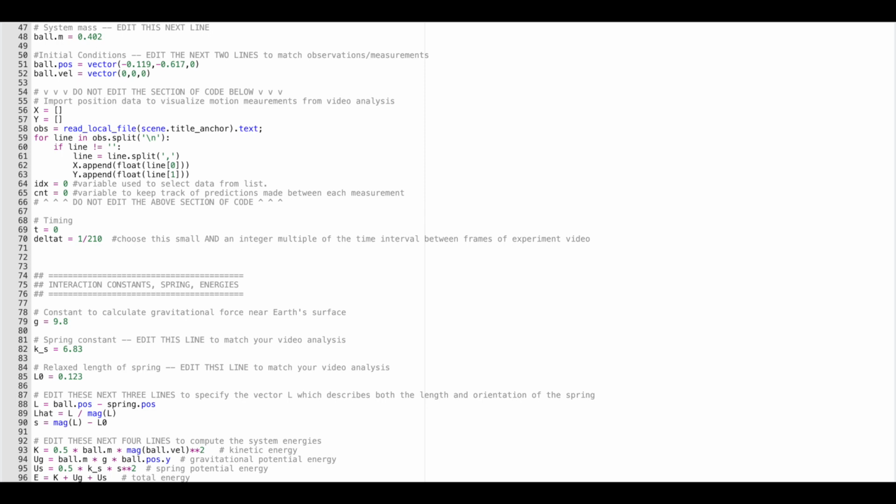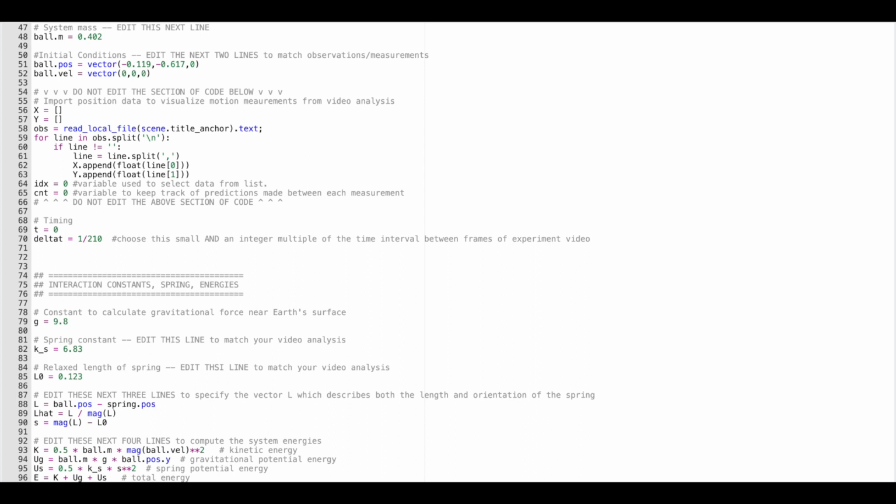As you can see, I've inputted the mass and the initial position vectors and velocity vectors for the ball. I have also set the time to 0 and the delta t to 1/210. I've also set the spring constant K to 6.83 newtons per meter and the unrelaxed spring length to 0.123 meters. I've also done some basic equations to find L hat and S, which is the displacement.